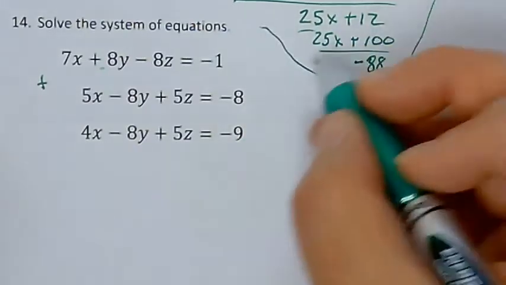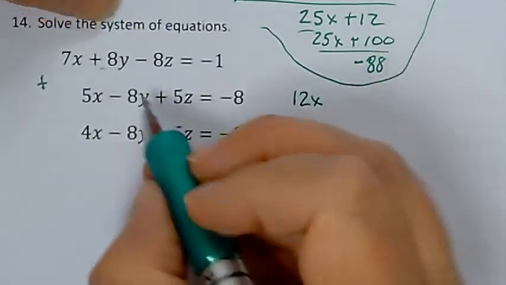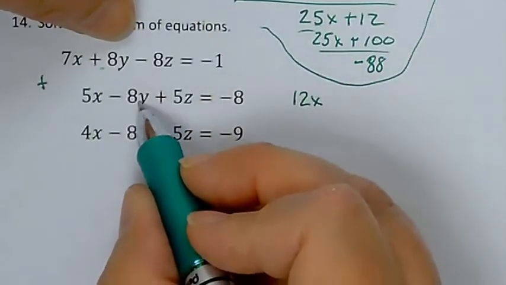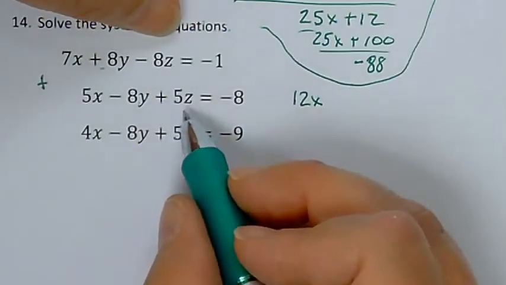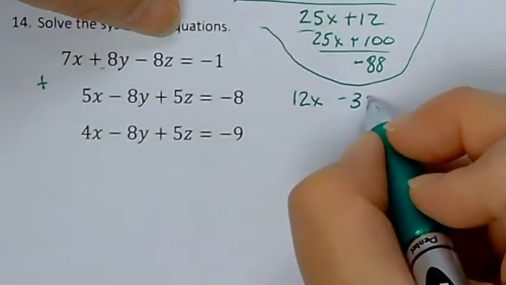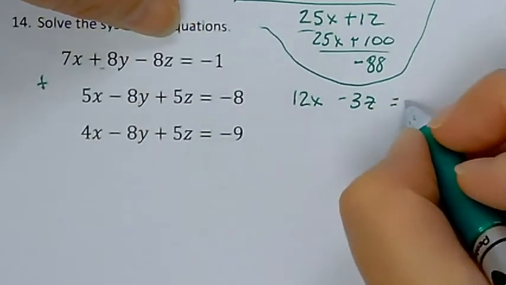So 7x plus 5x is 12x. Positive 8y and negative 8y is 0y. Negative 8z and positive 5z is negative 3z. And negative 1 and negative 8 equals negative 9. Notice I eliminated the y's.